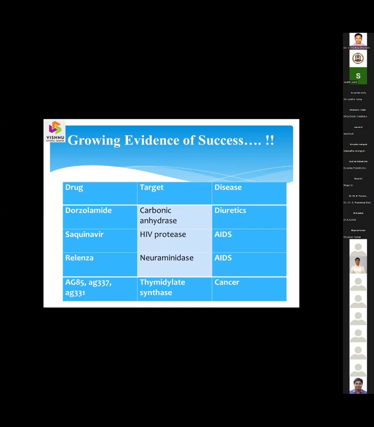So there is growing evidence of success. By using this computer-aided drug design, what is its success rate? Here are the drugs, the targets and the diseases, showing how successful computer-aided drug design is. Dorzolamide is a carbonic anhydrase inhibitor, used as a diuretic. Saquinavir, an HIV protease inhibitor, is used in the treatment of AIDS. Relenza, a neuraminidase inhibitor, is used in the treatment of influenza. We also have AG85, AG337, AG331, thymidylate synthase inhibitors used in cancer treatment. So these are the growing evidences of the success of computer-aided drug design.